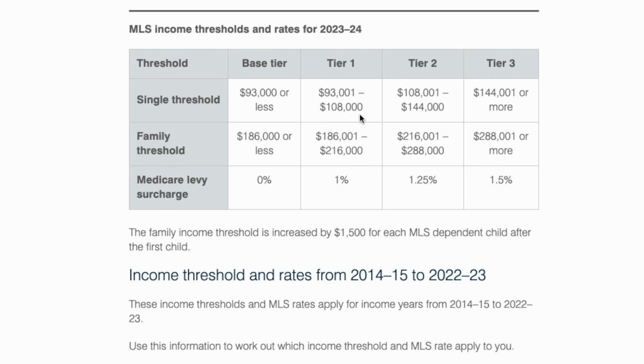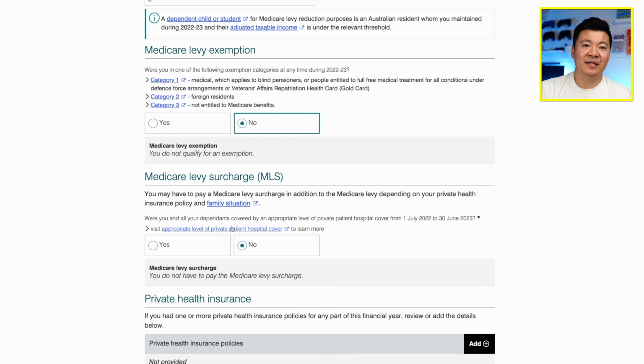If you earn over $93,000 as a single or $186,000 as a family, and you don't have private health insurance, then you are required to pay an extra 1% Medicare levy surcharge. This is in addition to the compulsory 2% Medicare levy. However, in this scenario, you only earn $70,000, so you won't have to pay the Medicare levy surcharge.